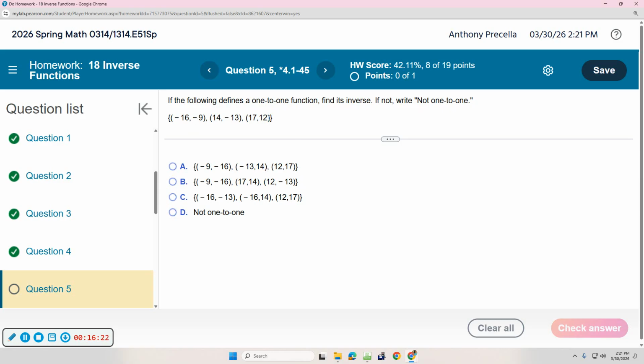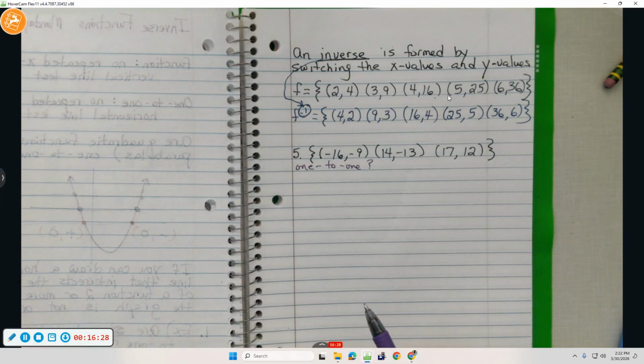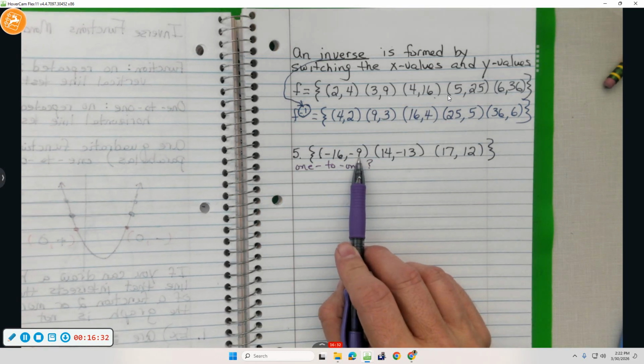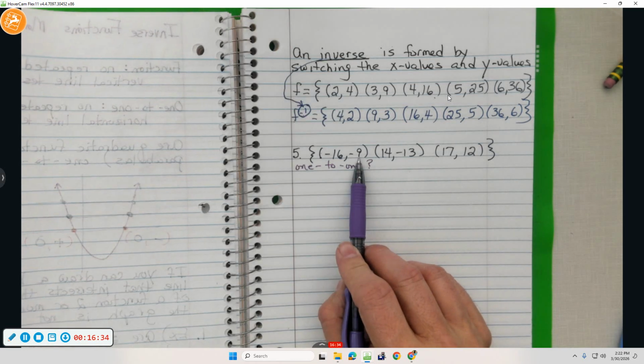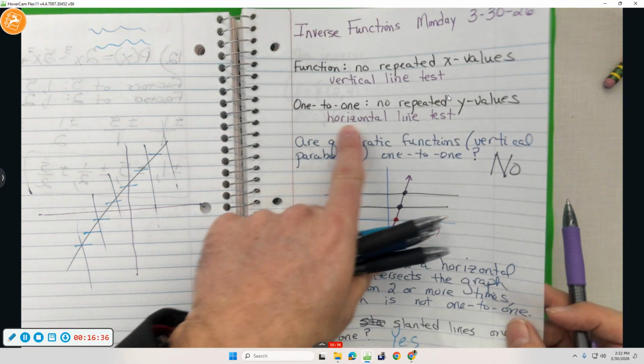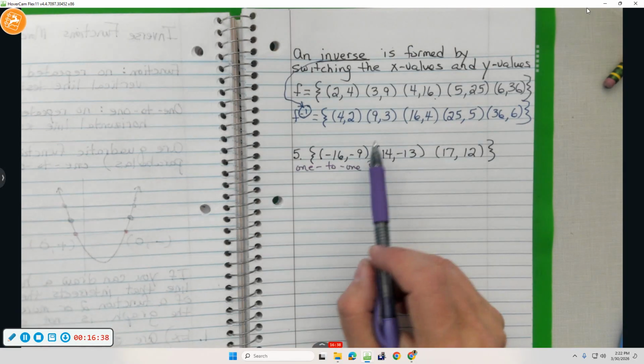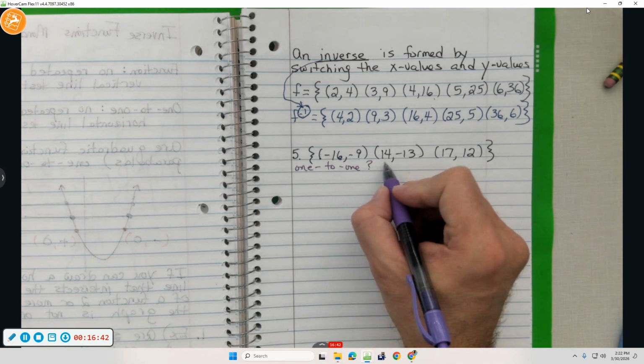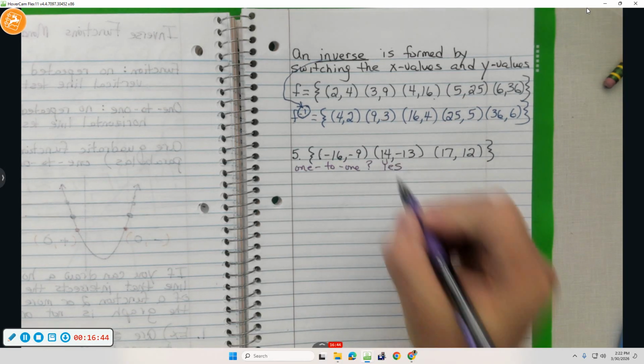Is this thing one-to-one? Oh, Tim, show my paper. Well, I wanted to look and see the neat writing, and they say, yes, it is one-to-one. How do we know it's one-to-one? There are no repeated y values: -9, -13, and 12. So it is one-to-one.